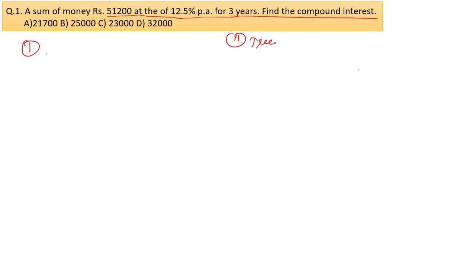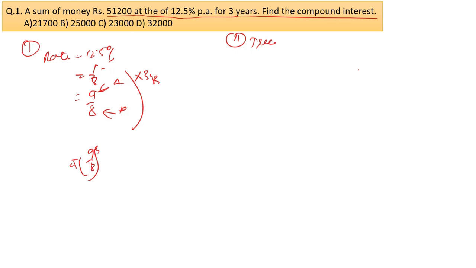Here in the ratio method we have rate equal to 12.5%, which is equal to 1 by 8. So this is 9 by 8, where 9 is the amount and 8 is the principal, as we have told you. And then for 3 years we have 9 by 8 whole cube. This is 9 cube, 729, and 8 cube is 512. The difference between amount and principal would be the compound interest.